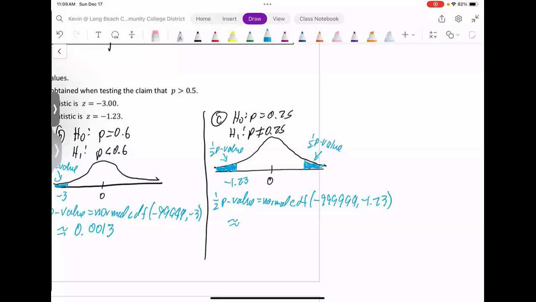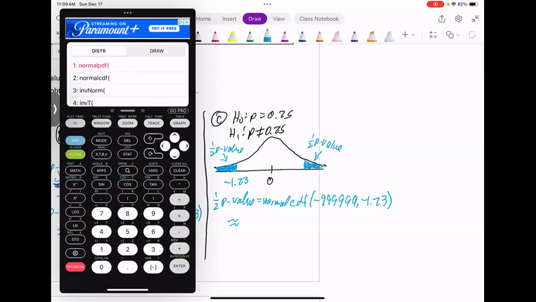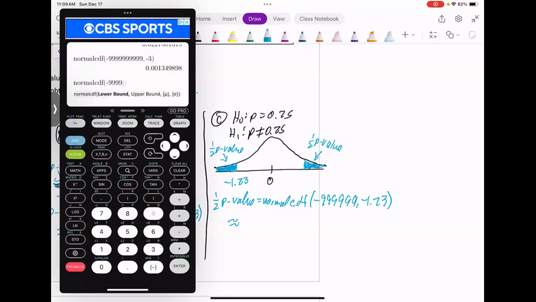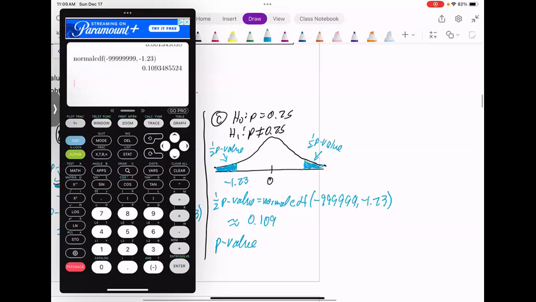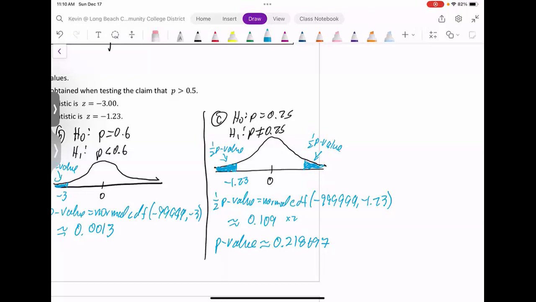So let's see what we get. So we're getting for half the p-value. Again, we only have to worry about this when it's a not equal to. And so I'm going to get the full p-value by doubling this. So we need to go times 2. So times 2. 0.218697. So again, doing that, we only found half of what we were looking for.